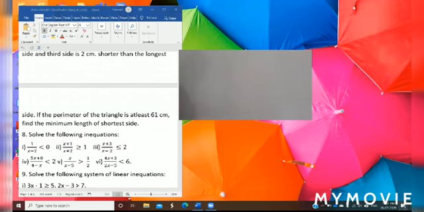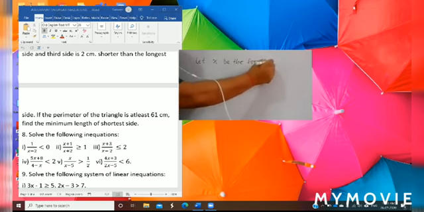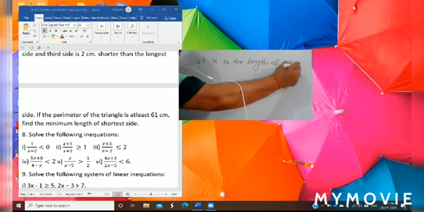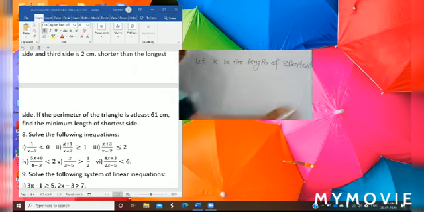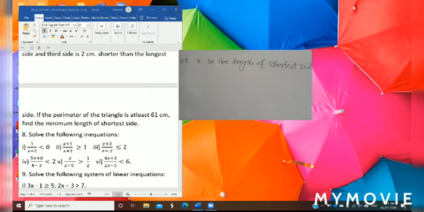So first you assume here, let x be the length of the shortest side. Here you assume. Now, just see your question, what is given here.